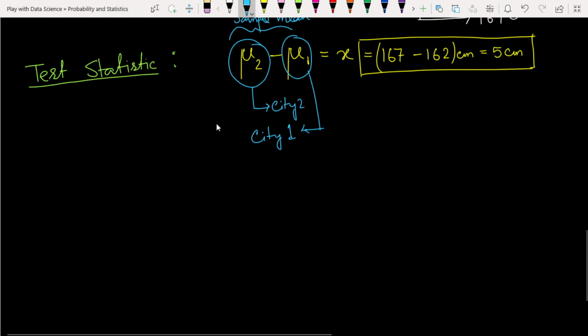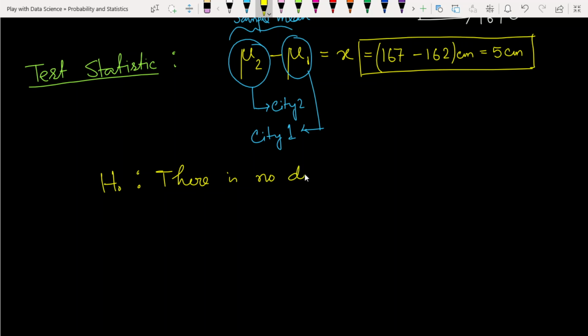Now, first we have to design the null hypothesis. What will be the null hypothesis here? The null hypothesis here is that there is no difference in the population mean of these two cities. The first null hypothesis is: there is no difference in the population mean.